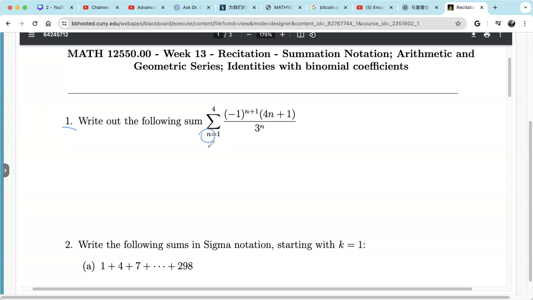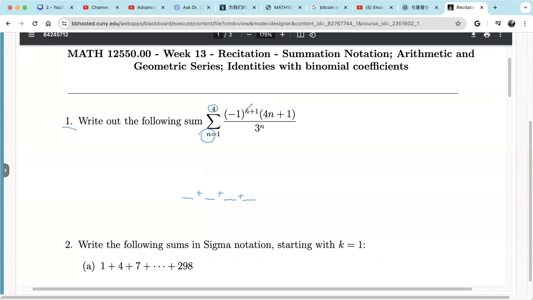Sometimes we use i, j, or k. So that means the index goes from 1 up to 4. That means we have the first term, second term, third term, and fourth term. So 1, 2, 3, 4. Four terms, and we add them. That is what this summation sign means. So each term we just substitute.